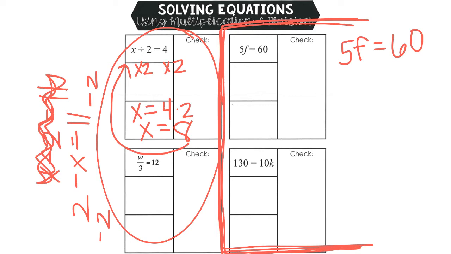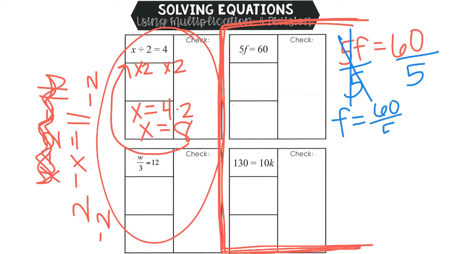So to undo that multiplication, I'm going to do the inverse operation, which just means to divide. I'm going to change my color here so you guys can track what I'm doing. I'm going to divide by 5 on both sides of the equal sign. What that does is it cancels out the 5s on the left side of the equal sign. So I'm left with F equals 60 over 5.